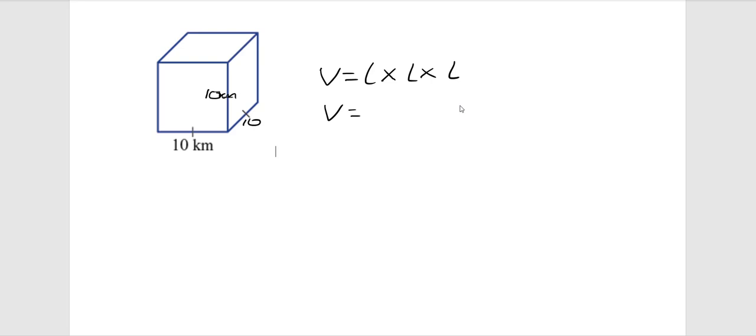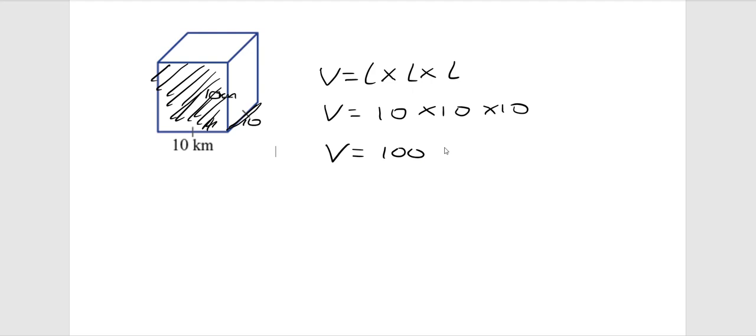Okay, so we've got 10 times 10 times 10. So the first 10 times 10 gives me the area of that front square, and that length here is the height or distance between the front square and the back square. So I've got 100 times 10, the area is 100, times 10 to get the volume.